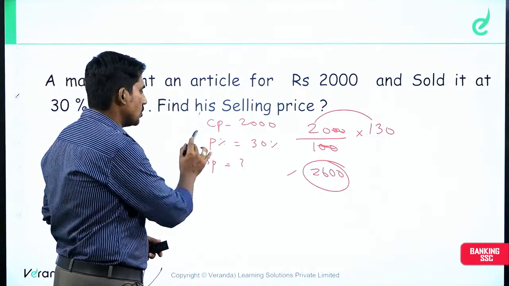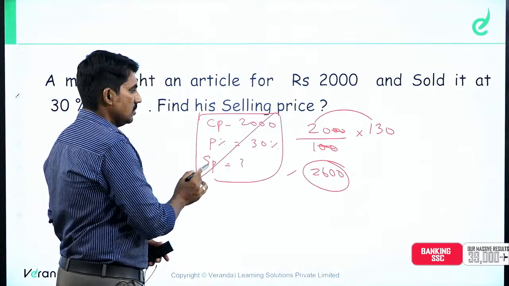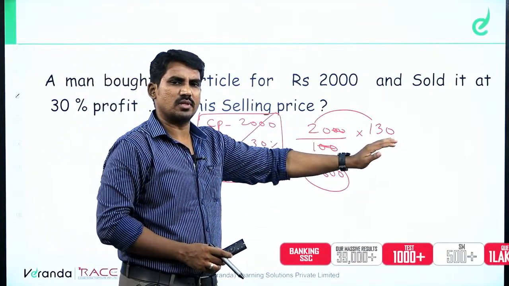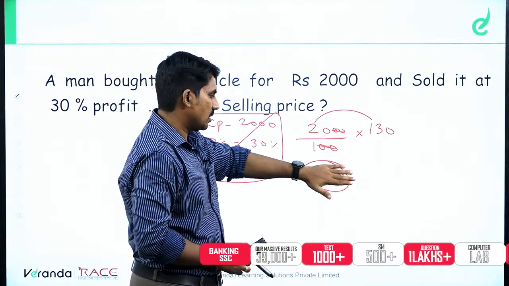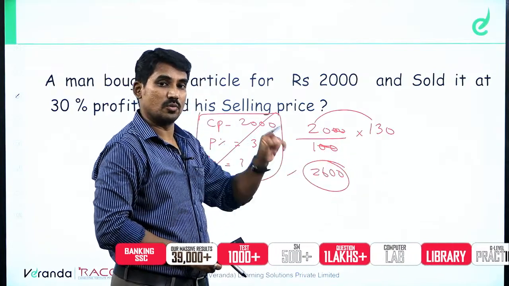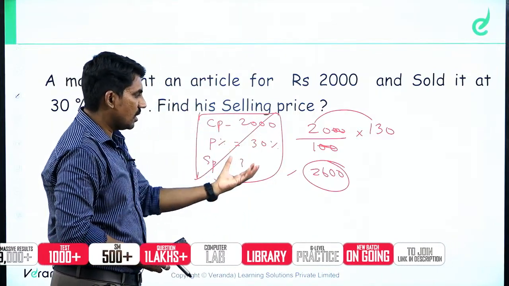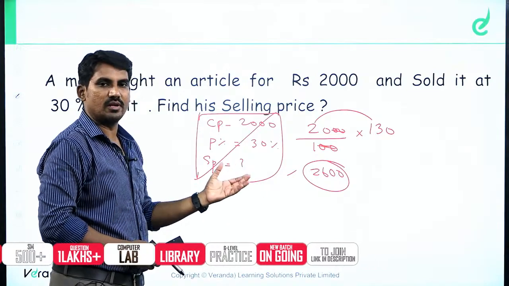Now in the exam we should not write this. No need of this. In the exam what we have to do is: 100 is 2000, what is 130? Solve this and just click the answer. No need to write the last answer also. Here, to understand the concept from the basics, we are writing everything clearly.